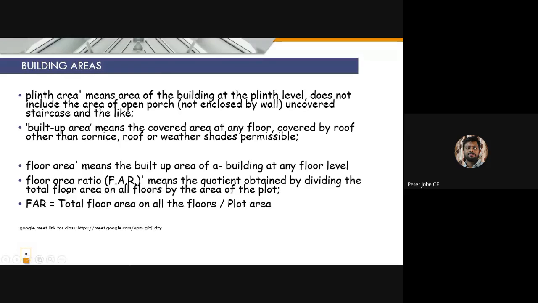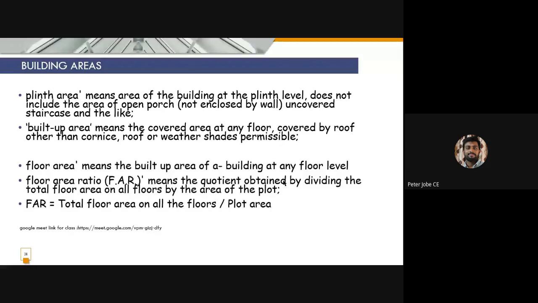It's like that. And the floor area ratio, FAR, means the quotient obtained by dividing the total floor area on all floors by the area of the plot. Suppose our area of the plot is maybe 4 cent or 5 cent. 1 cent means nearly 40 meters square. It will come around to 40 meters square is 1 cent, and our total area might be 100 meters square, and our total floor area might be 60 meters square.